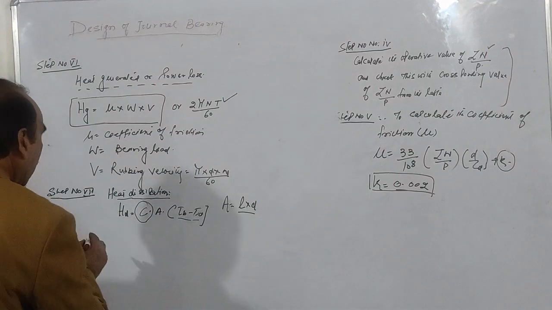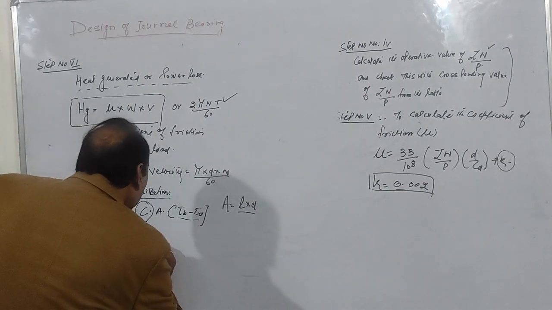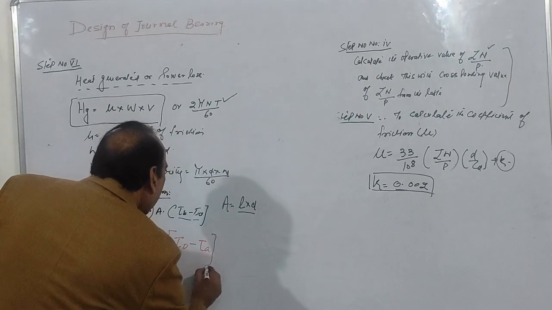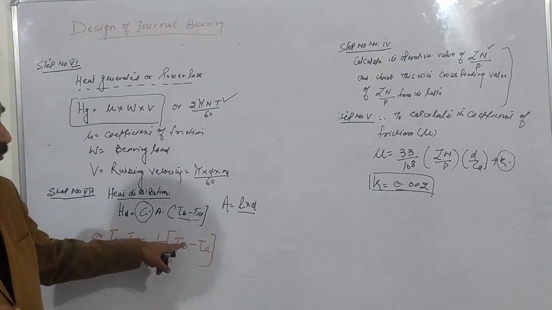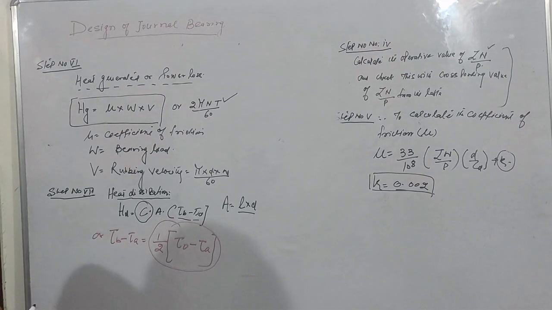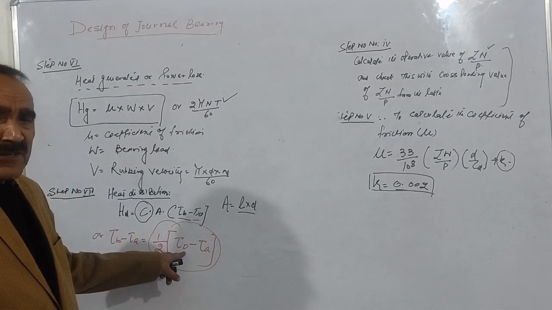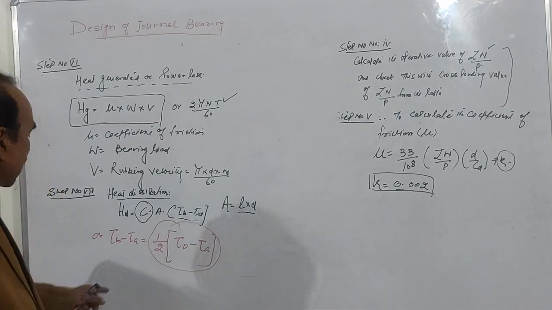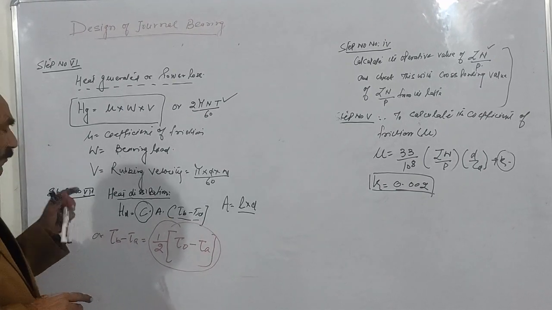So, what is the relation? TB minus TA is equal to 1 by 2 (T naught minus TA), where T naught is the temperature of the oil and TA is the temperature of the surrounding air. The temperature of the oil is the operating temperature. If it is not given, you can assume the lubricating oil and take the operating temperature from the table. The temperature of the surroundings is mostly taken as 15 or 15.5 degree centigrade. So you will calculate TB minus TA. After this, it is clear, this is your step number 7.